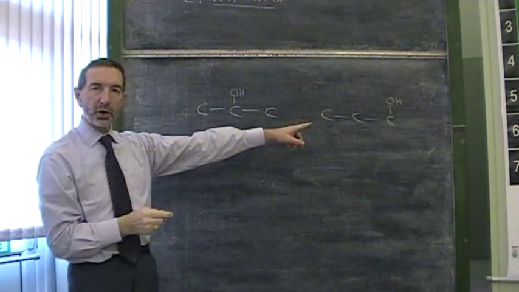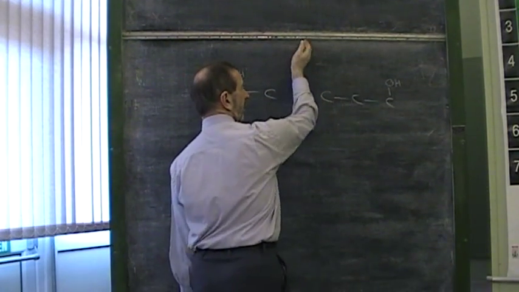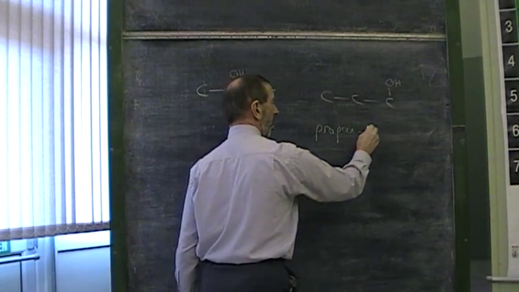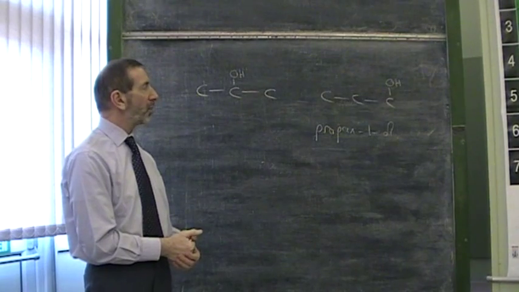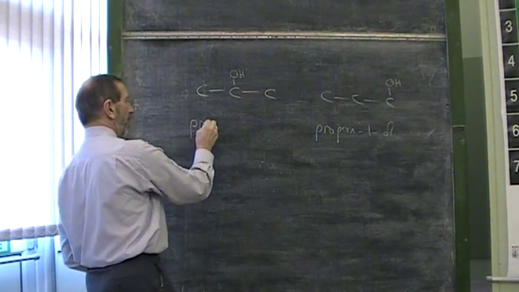When the hydroxyl group's on the first carbon atom in the chain, we would use the number 1 to indicate that. With 3 carbons here, we would call this propan 1-ol. It is, after all, propane with an alcohol group on the first carbon. This here, propan 2-ol.